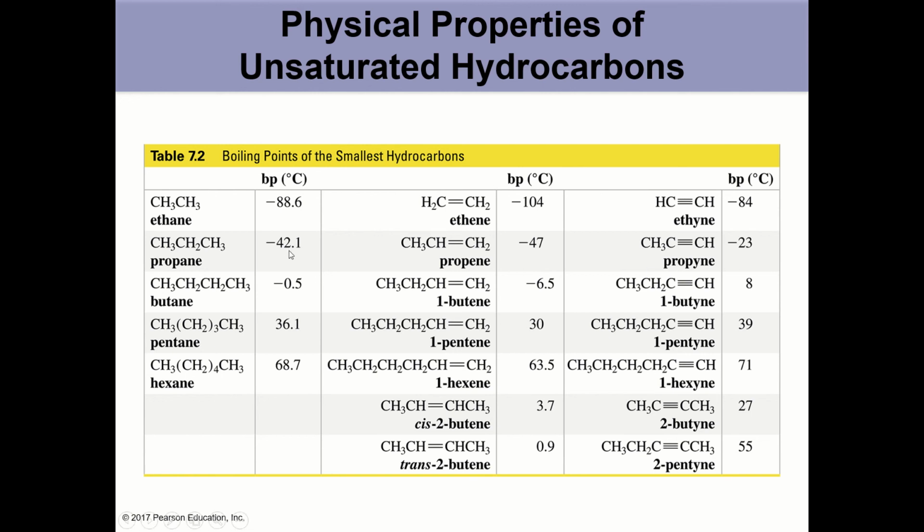So we have -42 for the 3-carbon alkane, -47 for the 3-carbon alkene, and then we go to the 3-carbon alkyne, and there's a higher boiling point by 20 degrees, and that has to do with the polarity of an alkyne because of the pi bonds. So the alkynes have higher boiling points than the alkenes because of the polarity of the pi bond. They have higher London dispersion forces, higher intermolecular interactions.